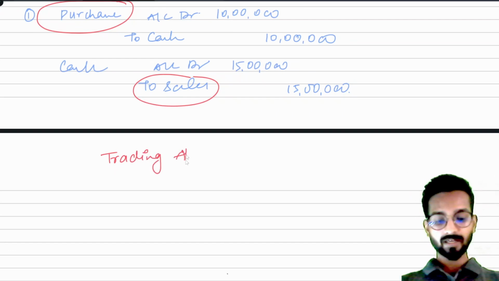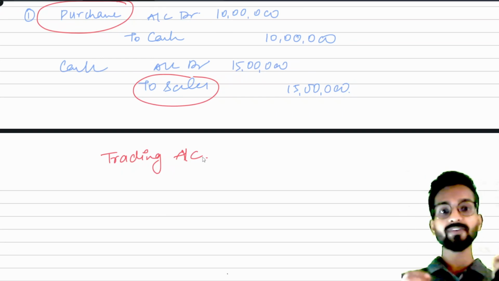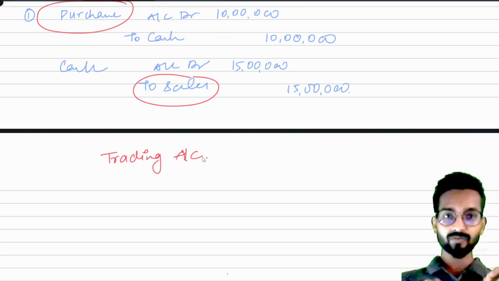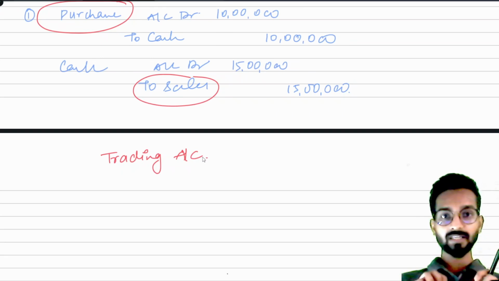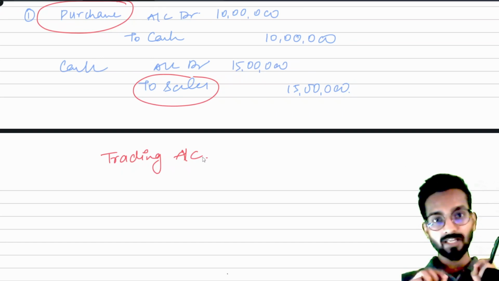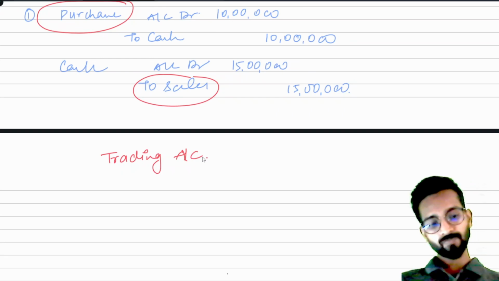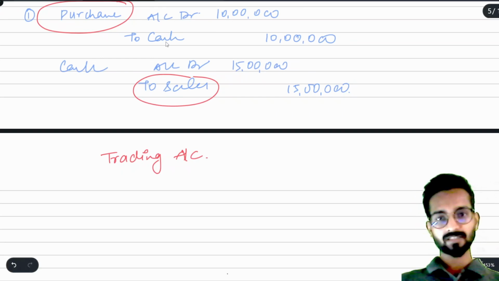Why? Trading account will record all the transactions related to buying and selling of goods, because the name itself is trading. Trading means buying and selling of goods. So all the activities, all the transactions, everything related to buying and selling of goods will be recorded in the trading account itself. Understood?